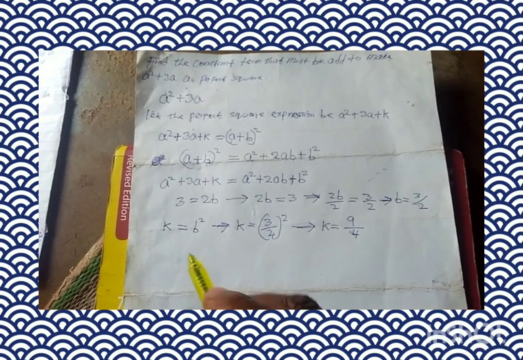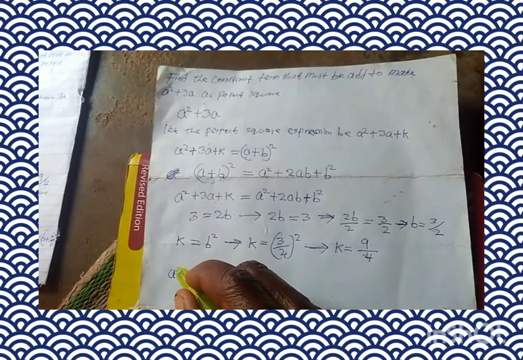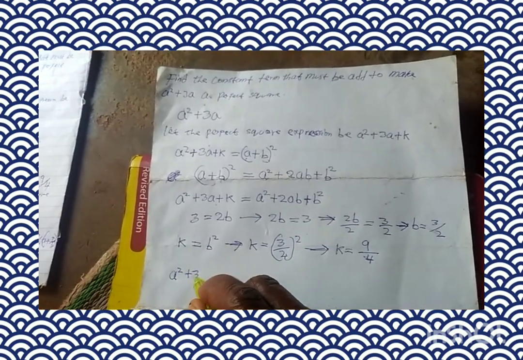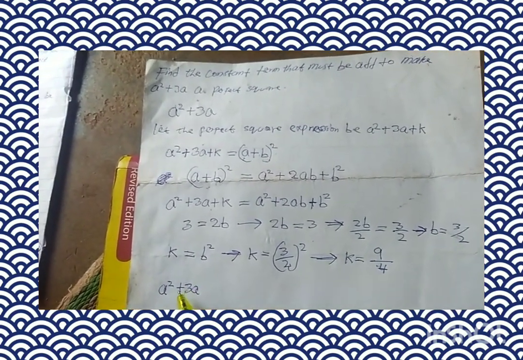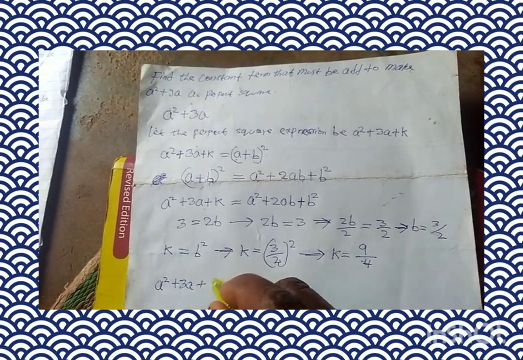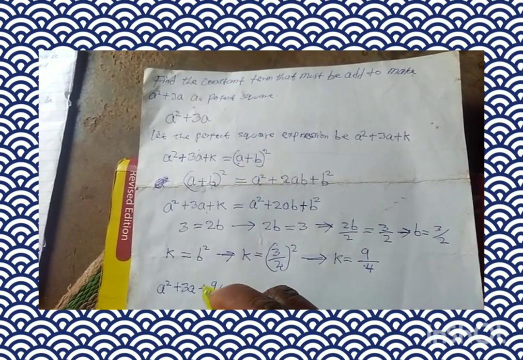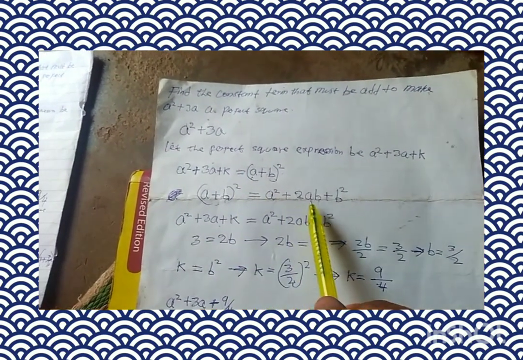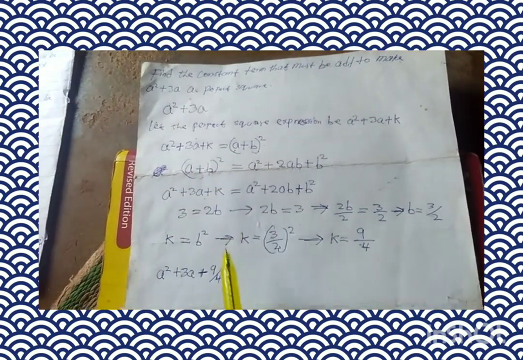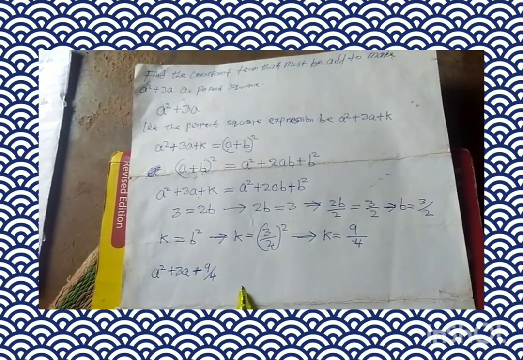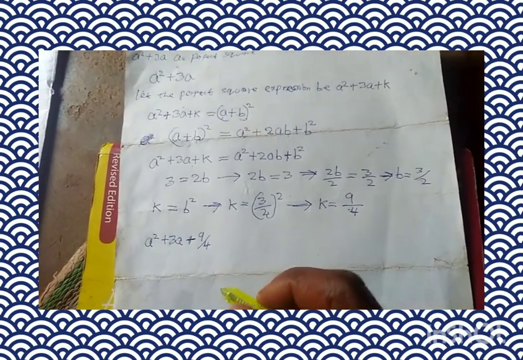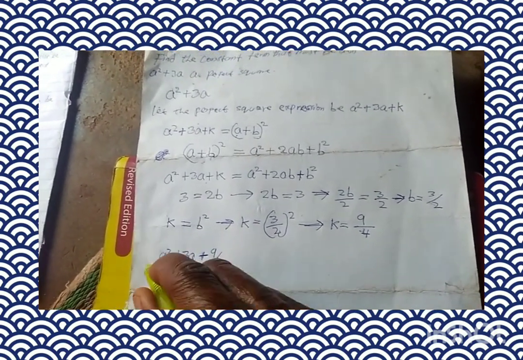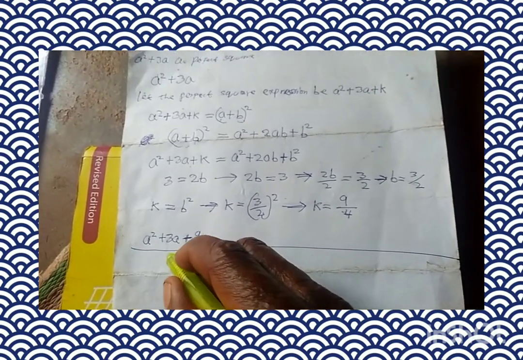That is to say that if a squared plus 3a must be a perfect square, the term that must be added to it is 9 over 4, as we just showed. All right, so we can now go ahead and check our work.